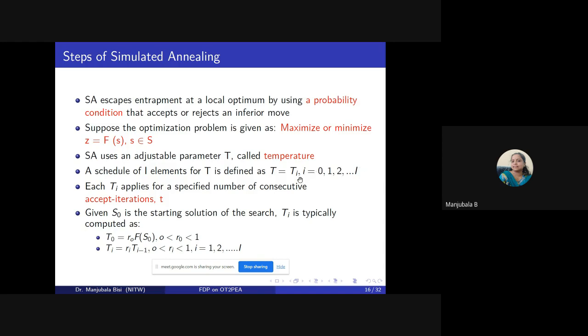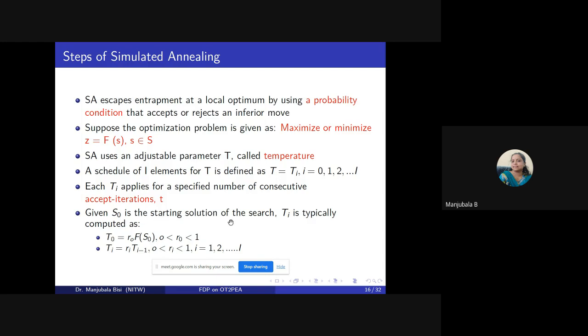So how will the temperature change? Each Ti is applied for a specified number of consecutive accepted iterations, that is the small t. Suppose small t equals 2. That means after every 2 accepted iterations, I mean after accepting 2 neighboring solutions from the current solution, we have to change the temperature. This is the annealing schedule. And by how much the temperature has to change, you have to find out that value also.